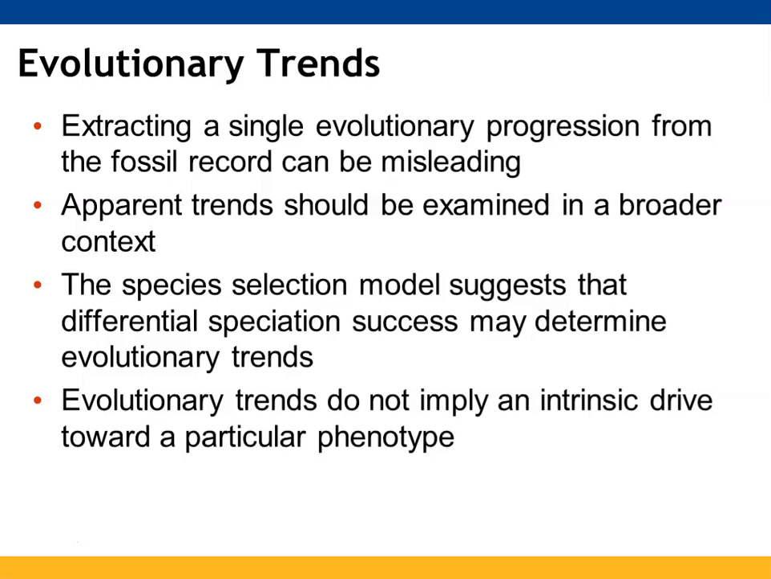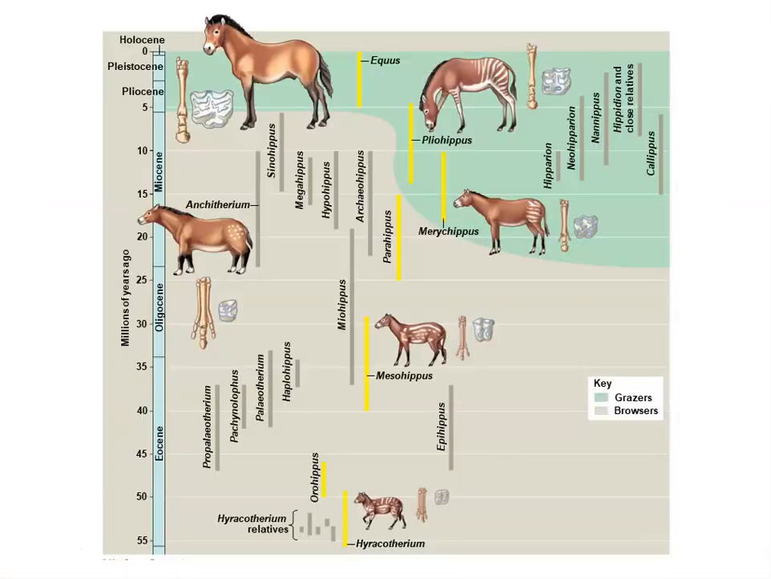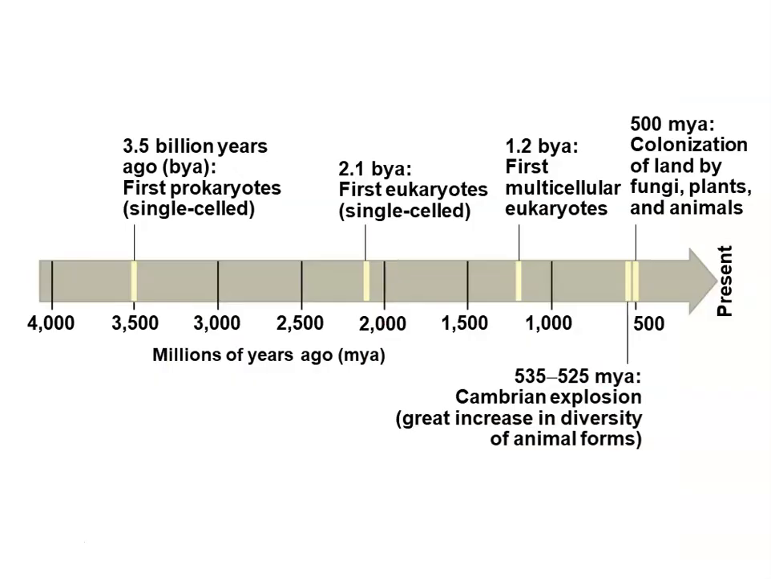So trying to understand an evolutionary progression just from the fossil record is not always the best way to go about it. We need to look at things more broadly. The species selection model suggests that differential speciation success can have an influence on evolutionary trends, but the trends themselves do not imply a direction for a specific phenotype. So here you can kind of see data about the various horses undergoing evolution. And here we just kind of have a summary of when everything took place.